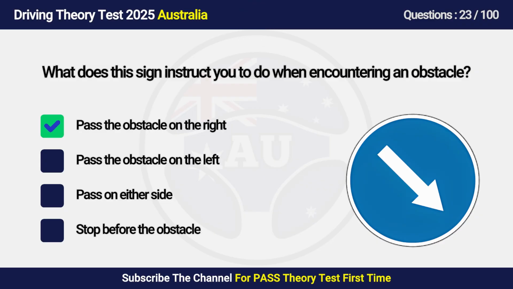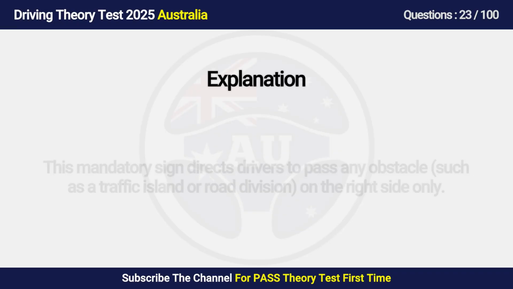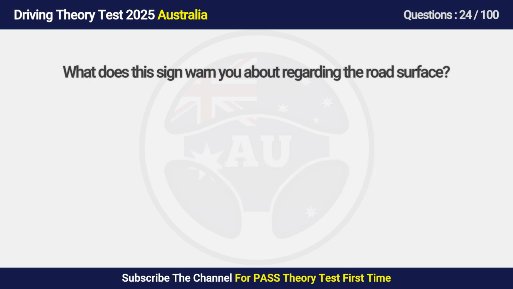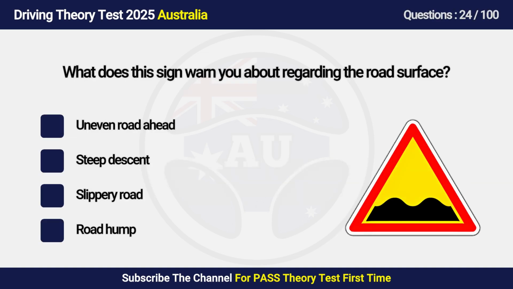Answer is A. Pass the obstacle on the right. This mandatory sign directs drivers to pass any obstacle such as a traffic island or road division on the right side only.